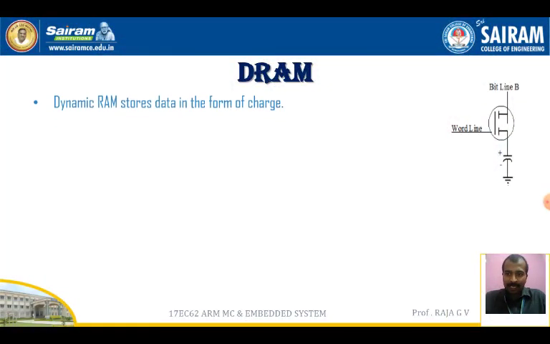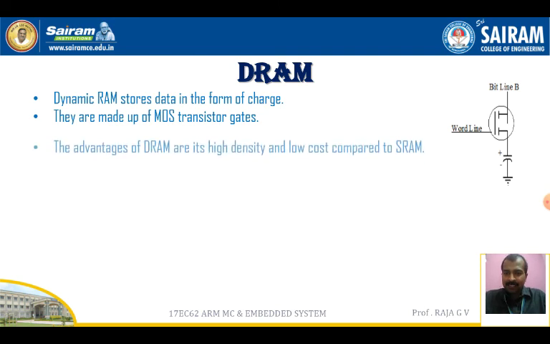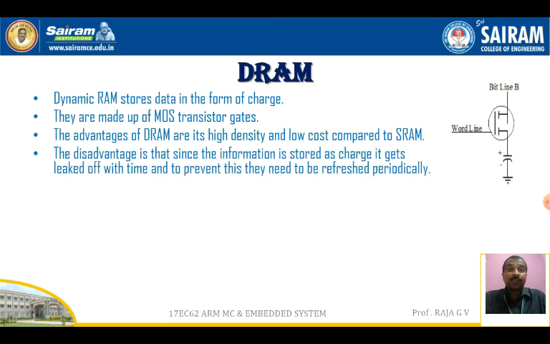Okay. Next we are going to discuss dynamic RAM. Dynamic RAM stores the data in the form of charge. They are made up of metal oxide semiconductor transistor gates. The advantages of DRAM are its high density and low cost compared to SRAM, but often it has to be refreshed to retain the data in the cell itself.